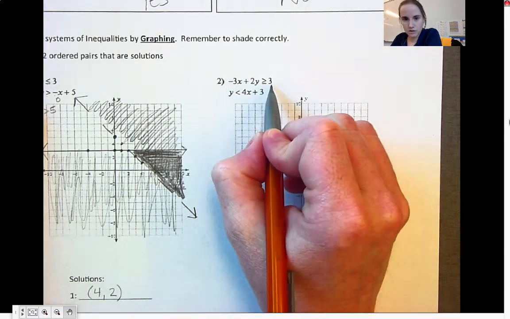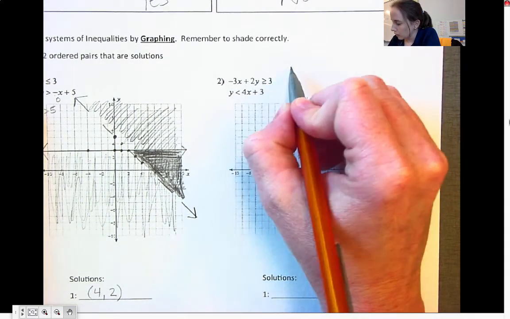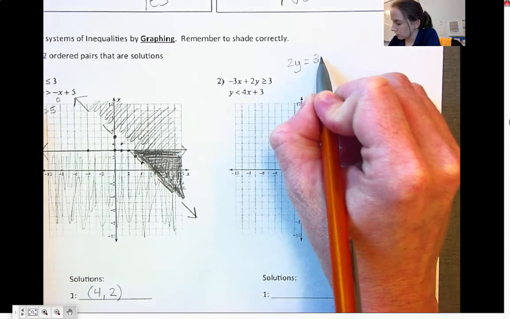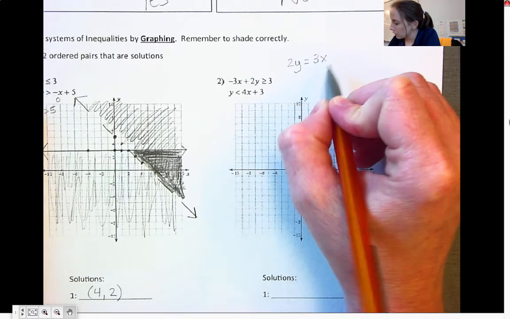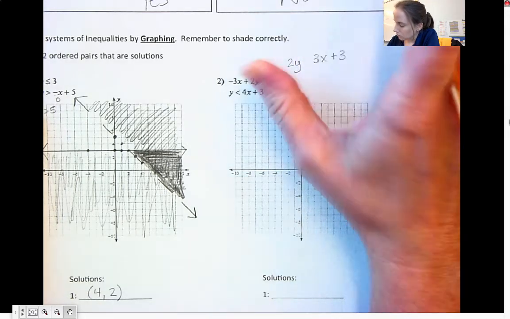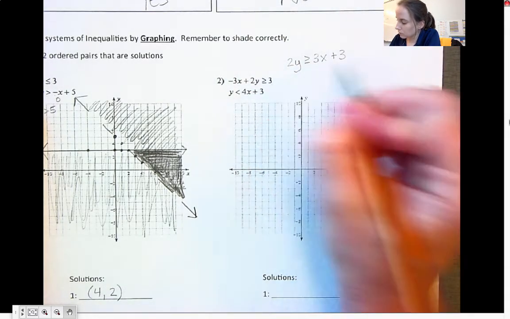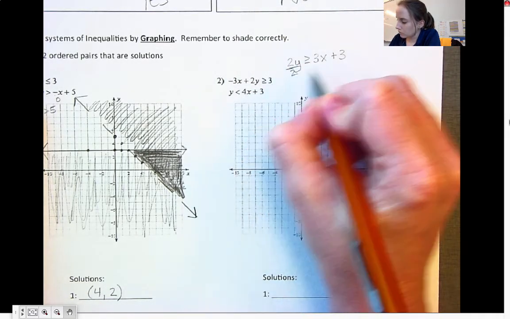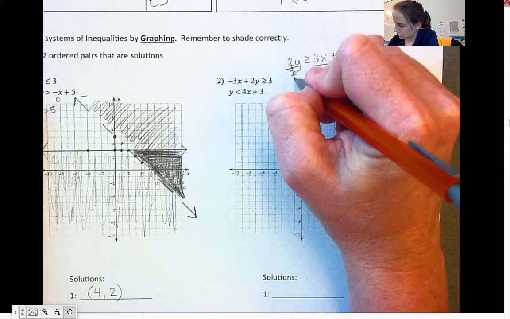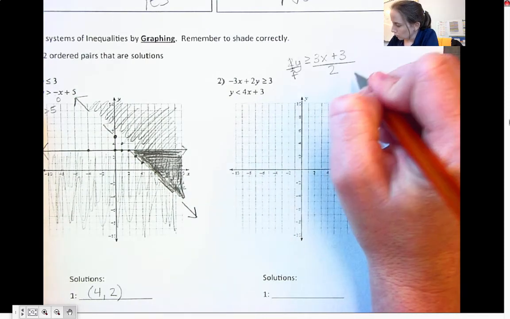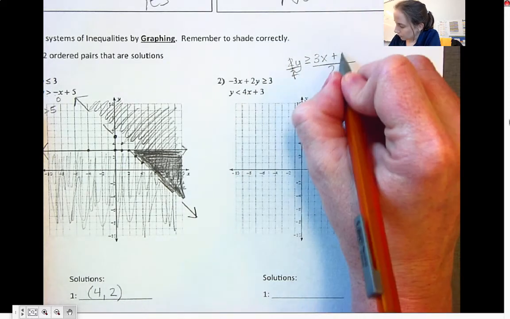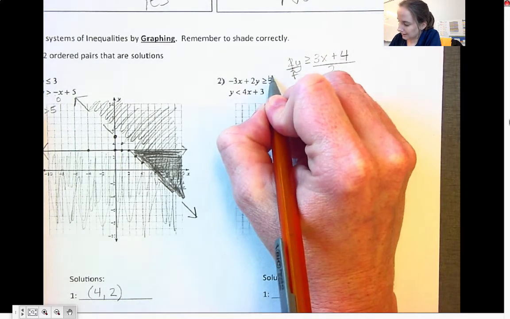Put it in slope-intercept form first. So I'm going to have 2y equals, move the -3 to the other side, 3x plus 3. And I'm sorry, I shouldn't have said equals. It should be greater than or equal to. Divide everything by 2. Let's go ahead and change this to a 4, the value here to a 4, so we make it nice.